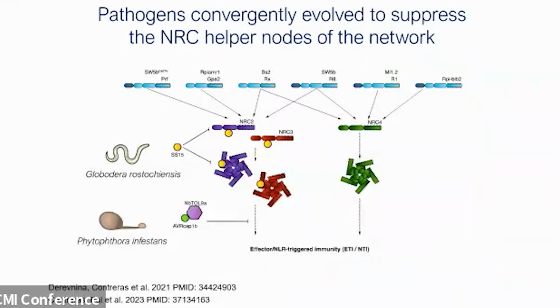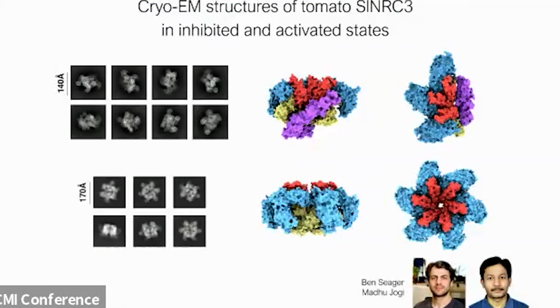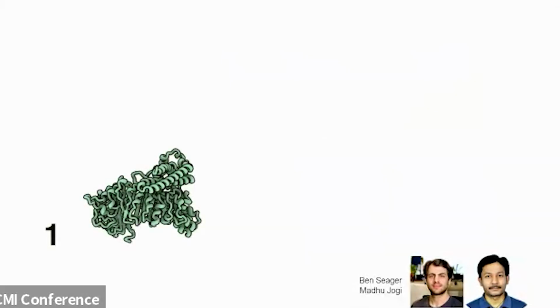The second example is from maybe a true bona fide microbe. It's the potato blight pathogen. This is an oomycete, a fungus-like organism, if you like, a eukaryotic microbe. And in this case, we identified a protein called AVR-CAP1B, and I'm going to show you how this protein also inhibits the resistosome, and I'll show you this through this animation.